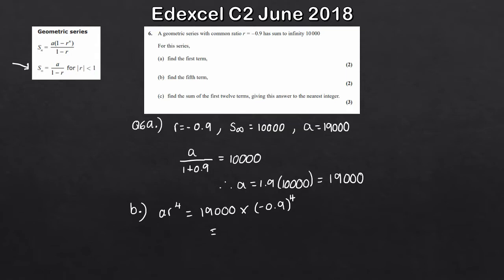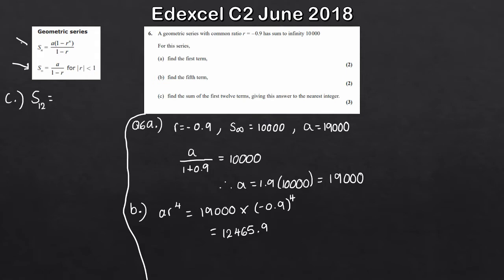Plug all this into your calculator, see what you get. And what you should get here is, what do we get? 12,465.9. Okay, so that's our answer there for the fifth term. And then finally, we're asked to find the sum of the first 12 terms, giving this answer to the nearest integer. So if we do that over here again, that's going to be S12, so the sum of the first 12 terms.